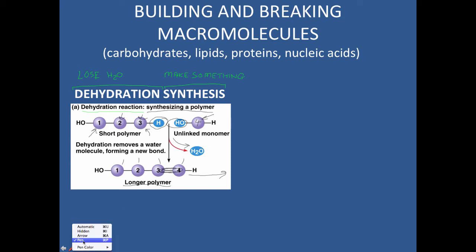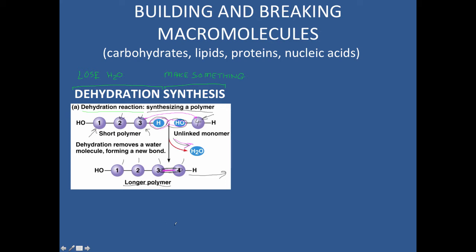So if we just back this up a second real quick. All we're trying to do is make a bond, a covalent bond between number 3 and number 4. That is this bond right here. During the process by which that bond is formed, an H and an OH are taken off the ends of these two building blocks, and they form H2O. That's all there is to it.